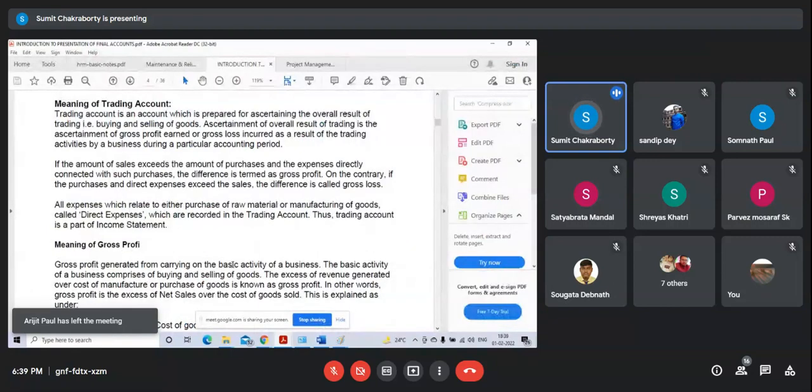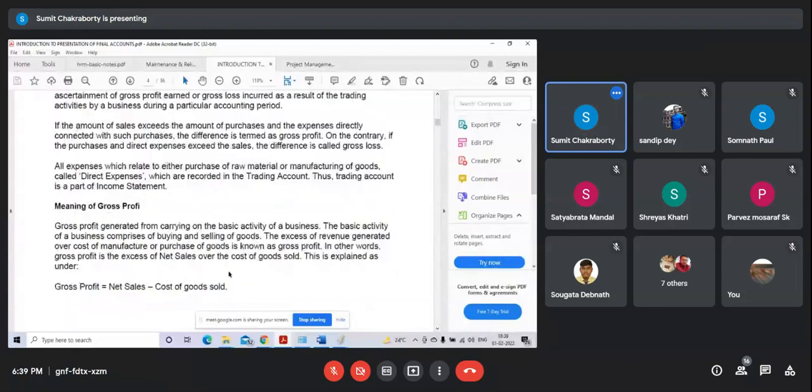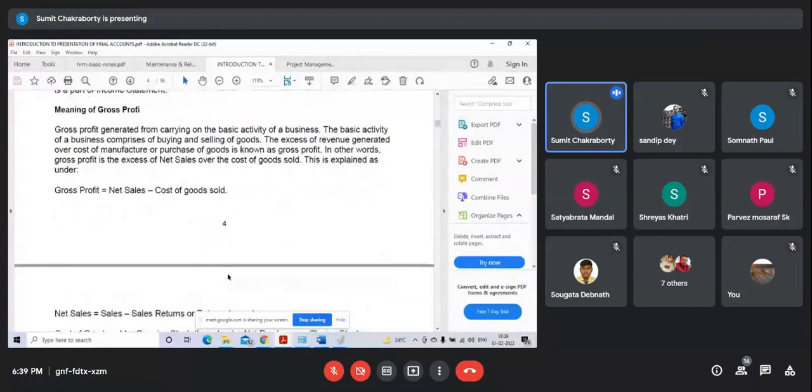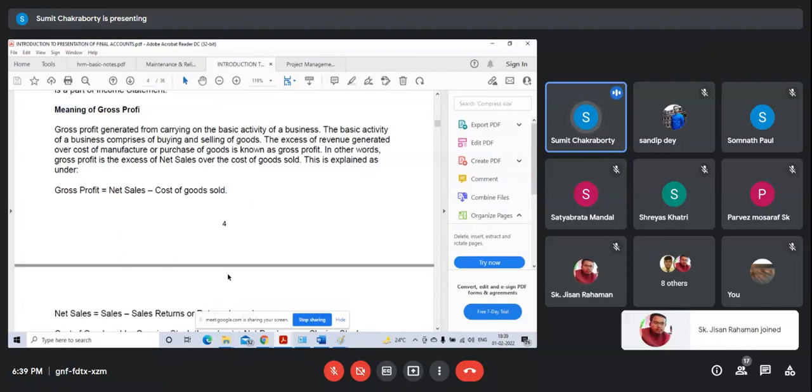All expenses which relate to either purchase of raw material or manufacture of goods, or direct expenses, are recorded in the trading account. Thus, trading account is a part of income statement. Meaning of gross profit. Gross profit is generated from carrying on the basic activity of a business. The basic activity of a business comprises buying and selling of goods; the excess of revenue generated over cost of manufacture of goods is known as gross profit.